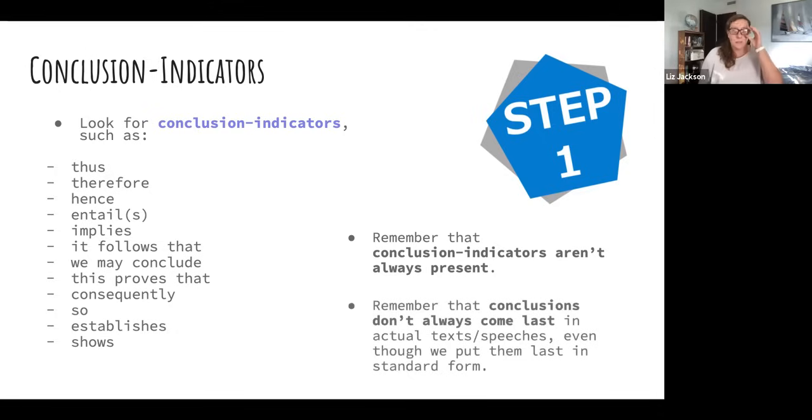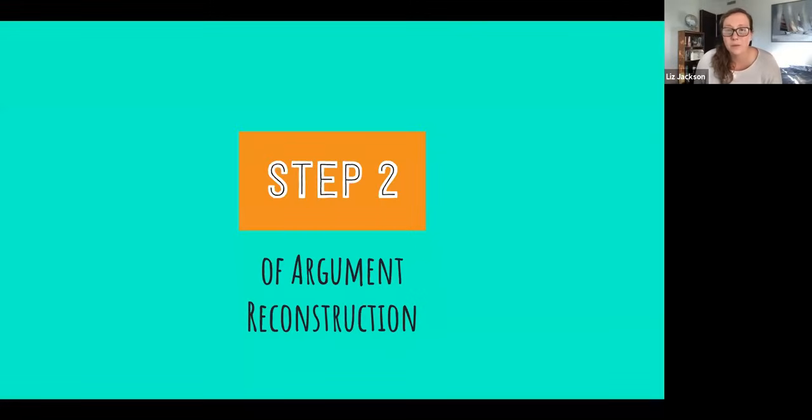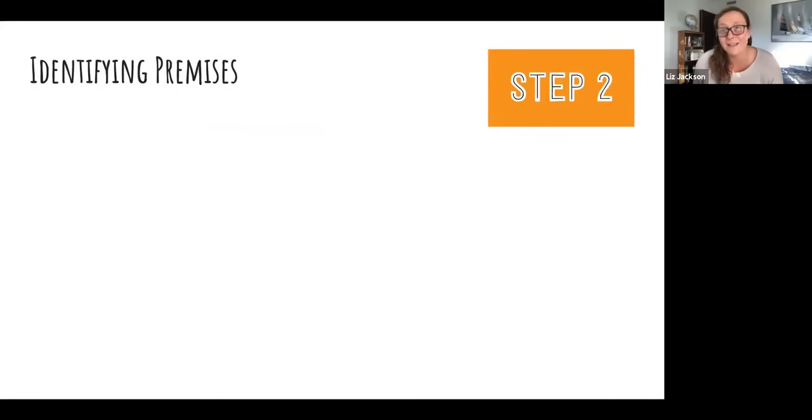Another thing that's good to keep in mind is that conclusions don't always come last in the actual text or speeches, even though we put them last in standard form. A lot of times in papers, people will actually state their thesis or conclusion at the beginning, and then in the body of the paper get into what their premises are. So it's good to keep that in mind as well. Okay, so that brings us to step 2 of argument reconstruction, which is identifying the author's premises.